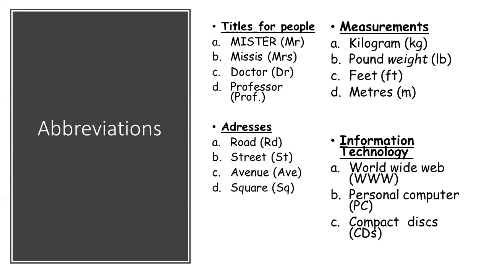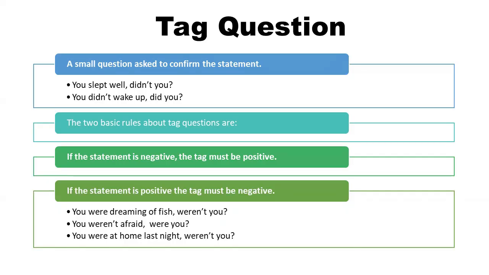And then the next concept is a tag question. A tag question is a small question that is asked to confirm the statement. This question is added at the end of the statement. You slept well. The tag question is didn't you? If the statement is positive, the tag question will be negative. You slept well is positive. Didn't you is negative. Did not, not is negative.